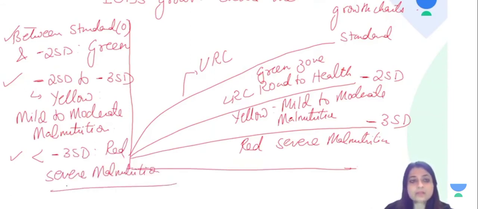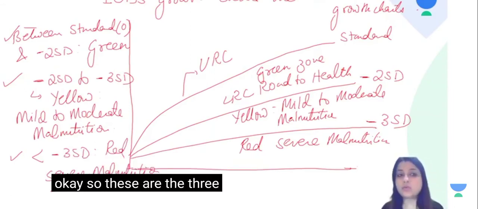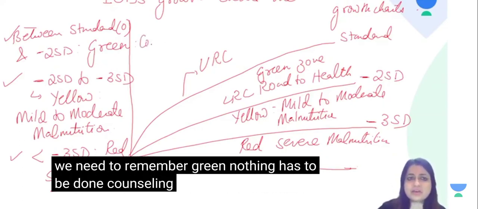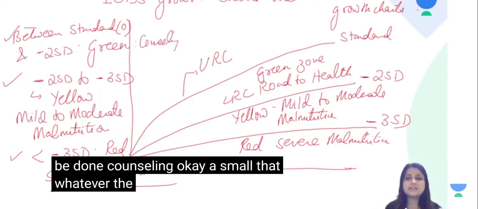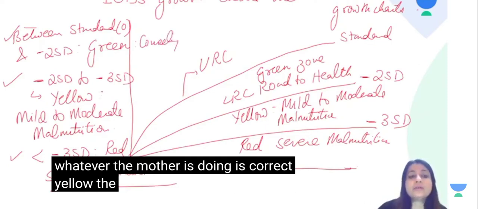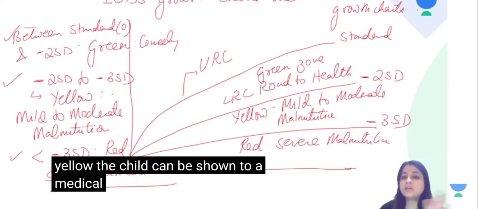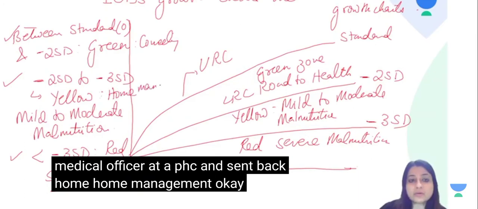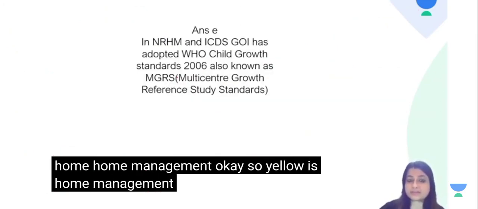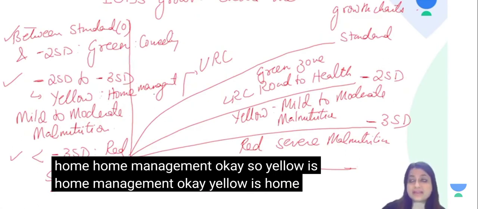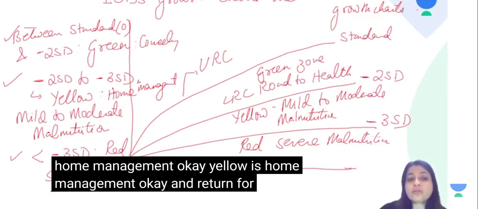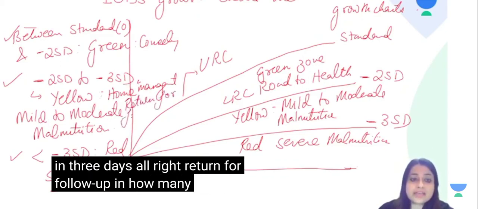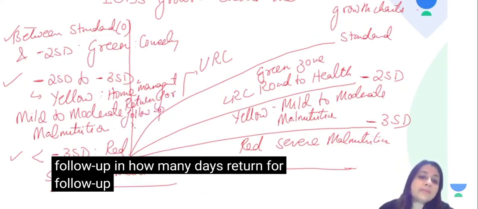Okay, so these are the three zonings that we need to remember. Green, nothing has to be done. Counseling, okay, a small word that whatever the mother is doing is correct. Yellow, the child can be shown to a medical officer at a PHC and sent back home. Home management, okay. So yellow is home management, and return for follow up in 3 days. All right, return for follow up in how many days? Return for follow up in 3 days.